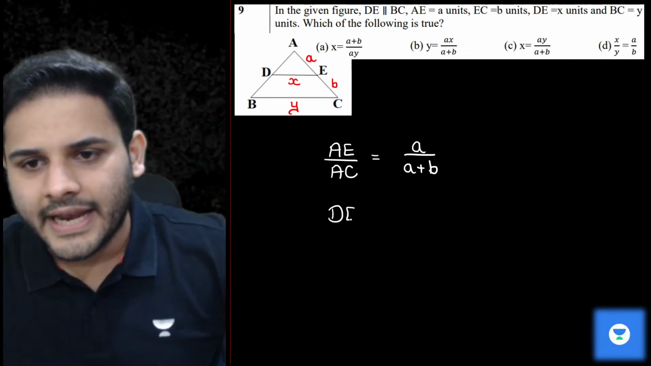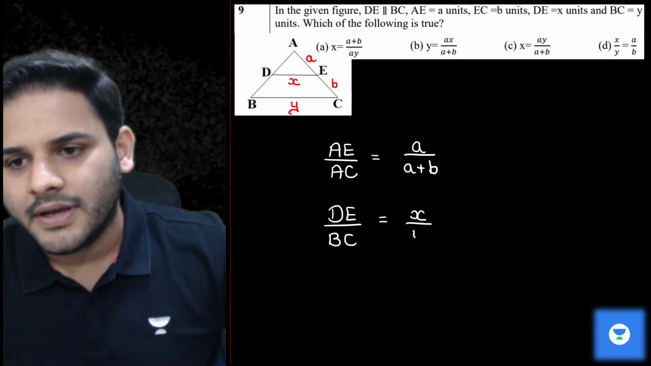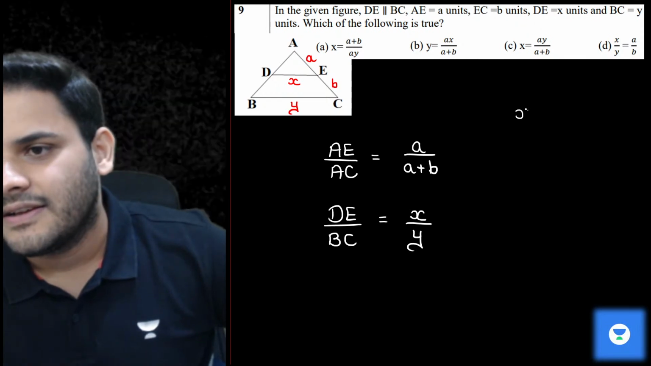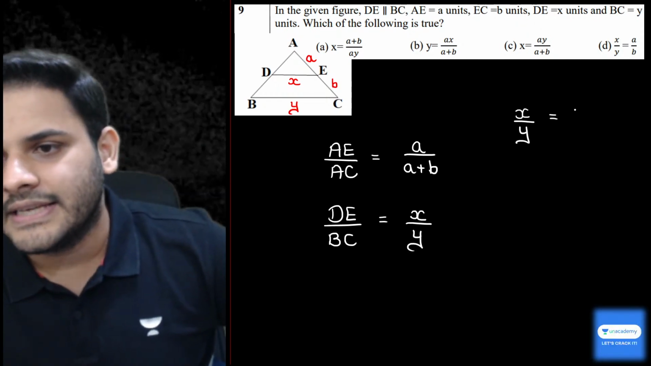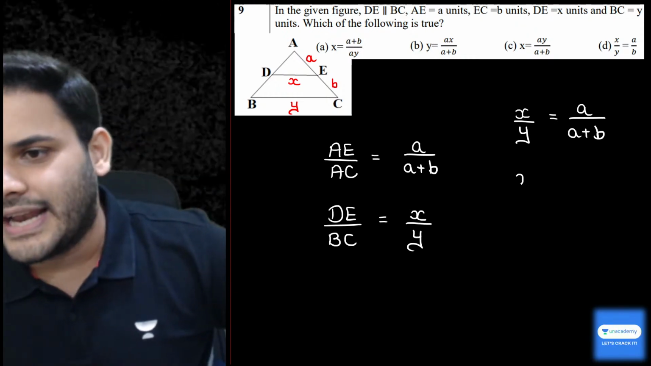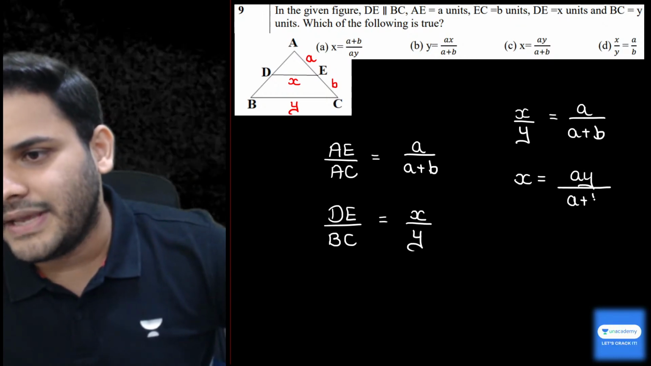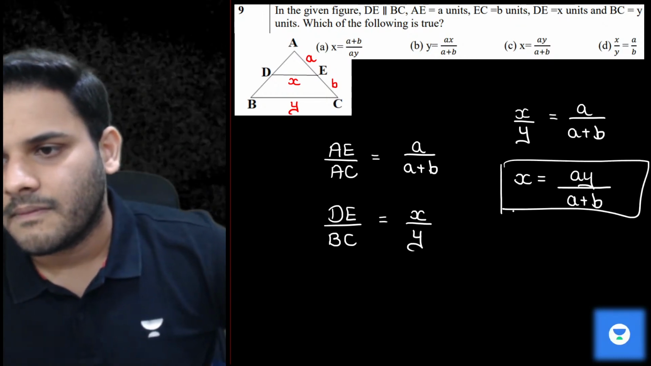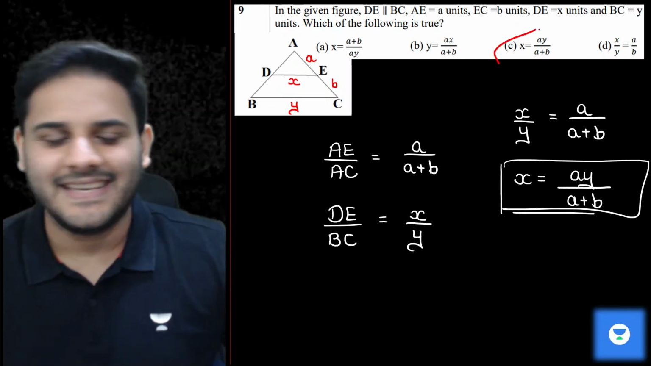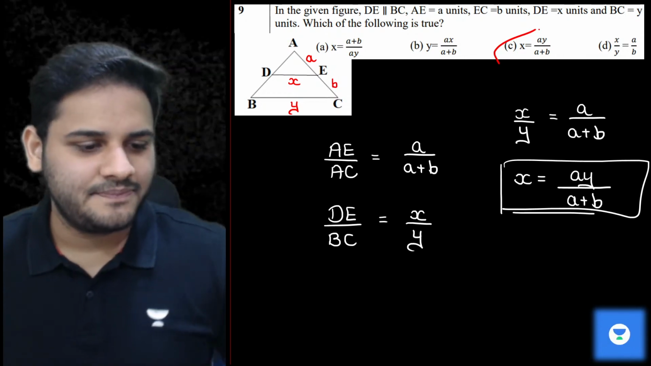And can I write DE upon BC will be equal to x upon y. So can I say that x upon y is equal to a upon a plus b? So can I write x is equal to ay upon a plus b? The correct answer is option C. Bas, that's it. You end up finishing this particular question.